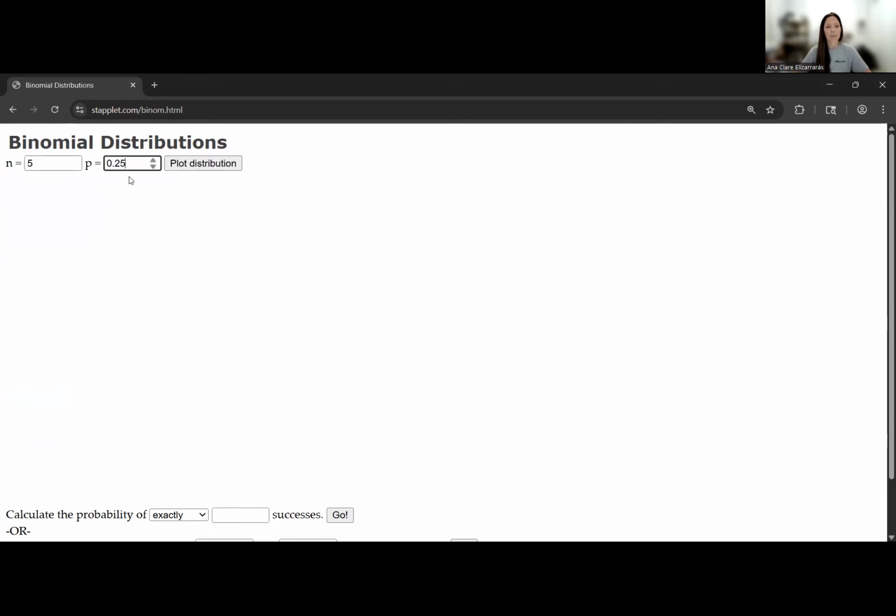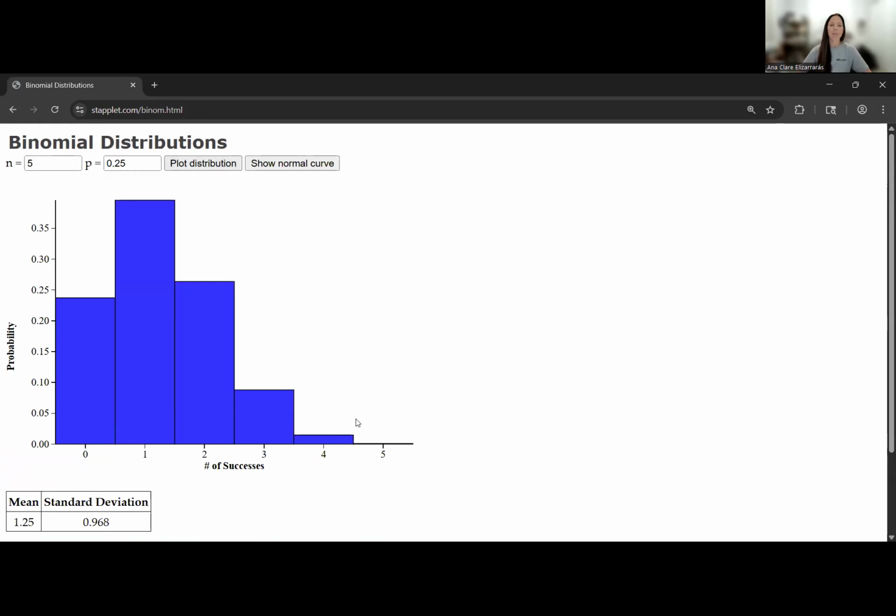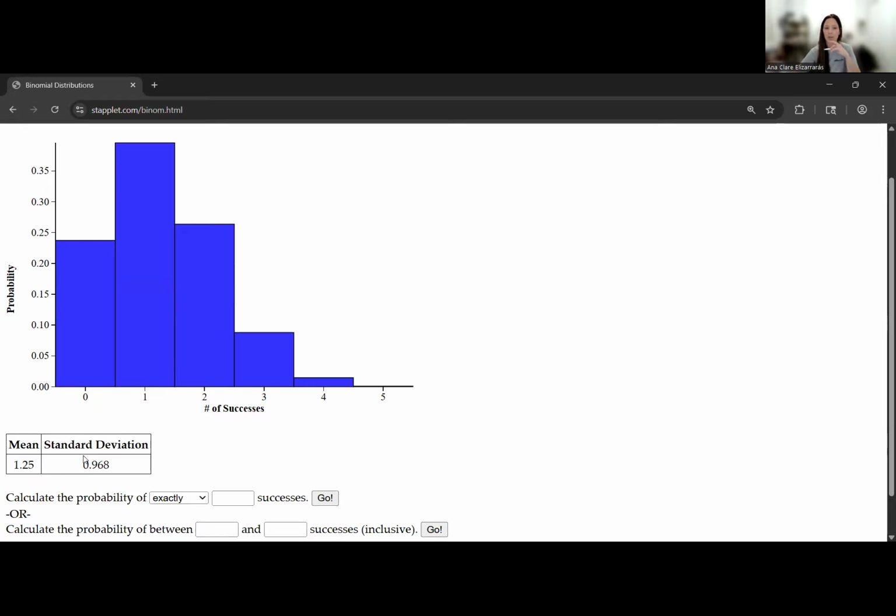Now at the bottom, I'm given some options here, but I can't activate these options until I plot my distribution. And what happens is I get a picture of what this distribution would look like for my 0 to 5 times if the probability was 0.25. I'm also given the mean and the standard deviation. So the mean of a binomial distribution is found by taking n times p. There's a formula for that. The standard deviation is found by taking the square root of n times p times q. I will write those down on our notes and come back to this. But it's already calculated for us in Statlet.